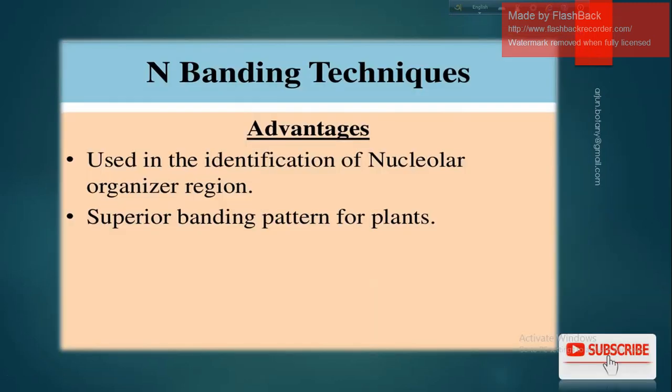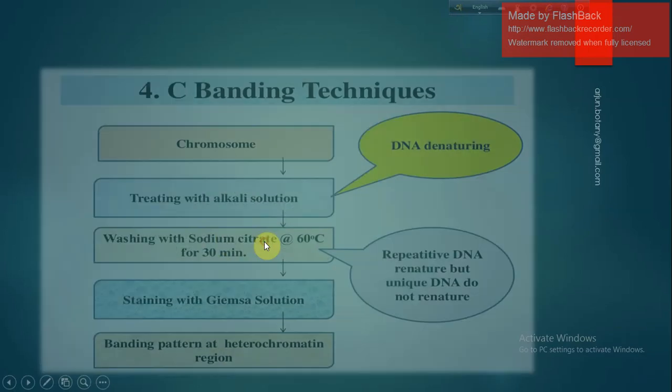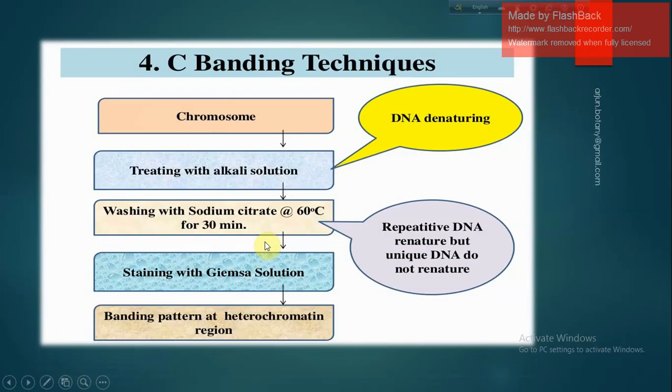What are the advantages? Used in identification of the secondary constriction of the chromosome, used in identification of the nucleolar organizer region, and a superior banding pattern for plants, very, very important. Next, C banding.